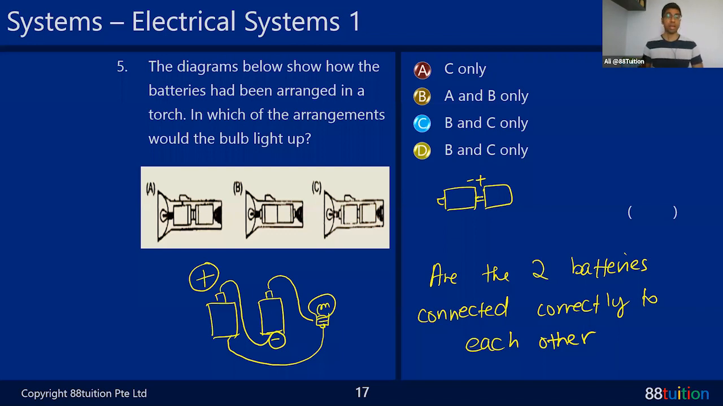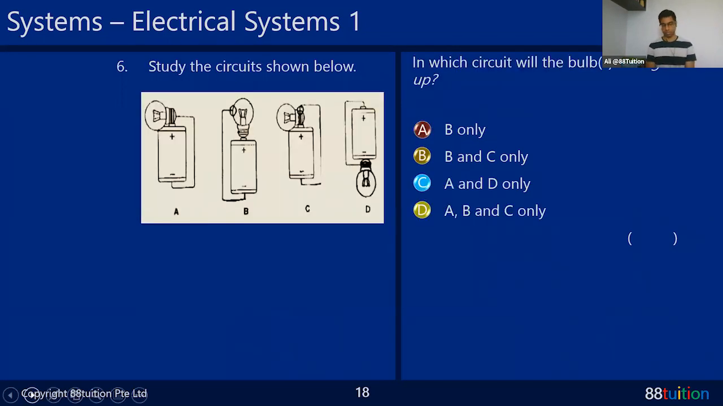Based on the batteries touching each other, which one is wrong? Which one is correct? Only C is correct. Same as mine, right? So only C is correct. The rest, A and B, are wrong because of the way they are placed. Positive touching positive or negative touching negative cannot. It must be positive touching negative. That is correct.